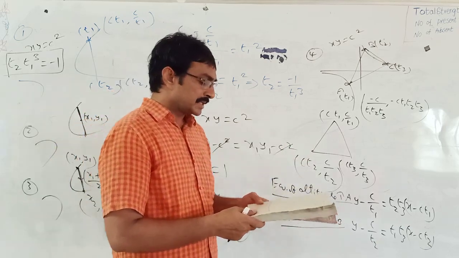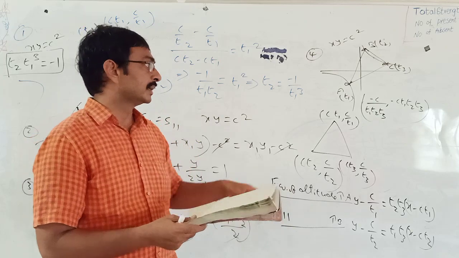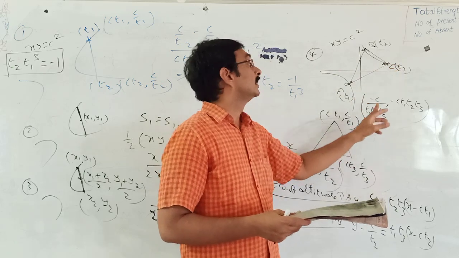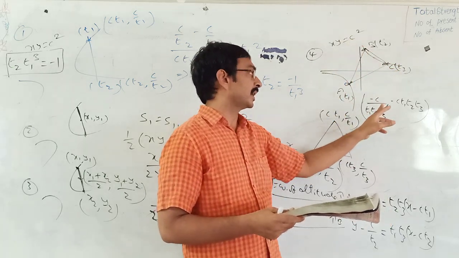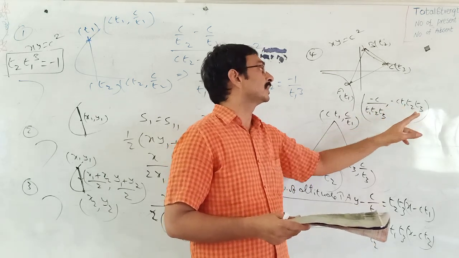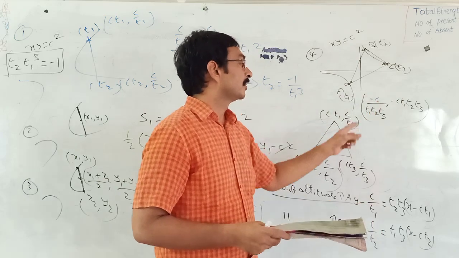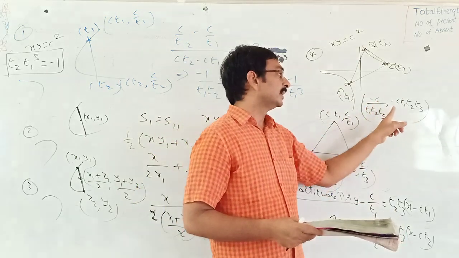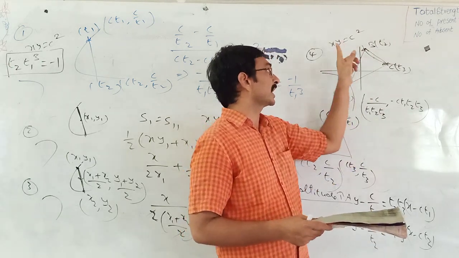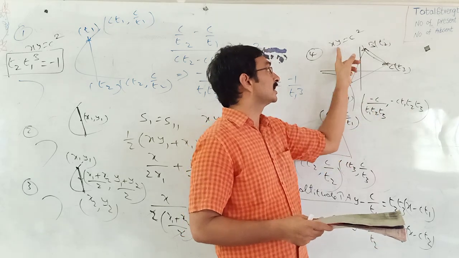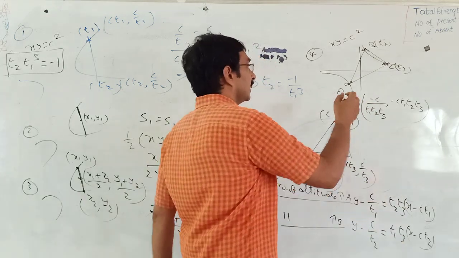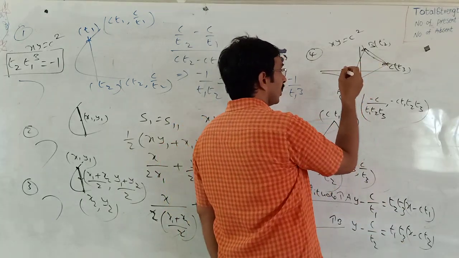That is, the orthocenter of the triangle formed by the points A of T1, B of T2, C of T3 on the hyperbola xy equal to c square is minus c by T1 T2 T3, comma minus c T1 T2 T3. The main purpose of this one, see the coordinates: this orthocenter again lies on the curve. Clearly these two values satisfy this one. Substitute these two values in this one. The product of these two is always c square. So here is a problem based on this one.